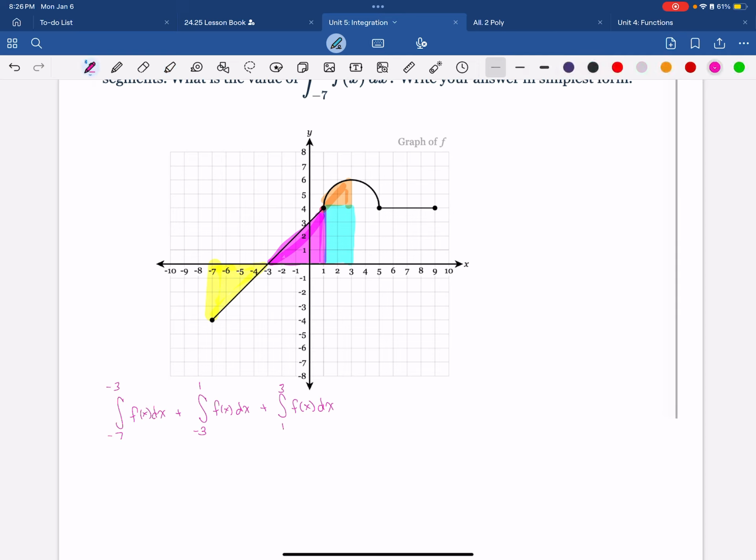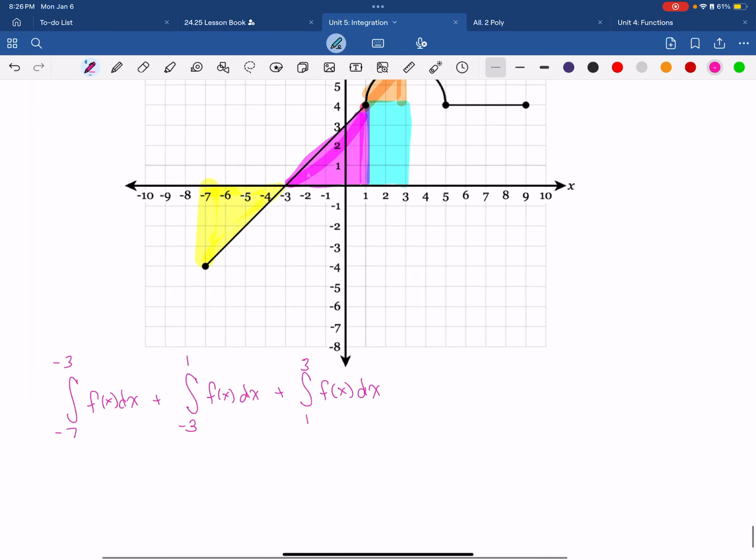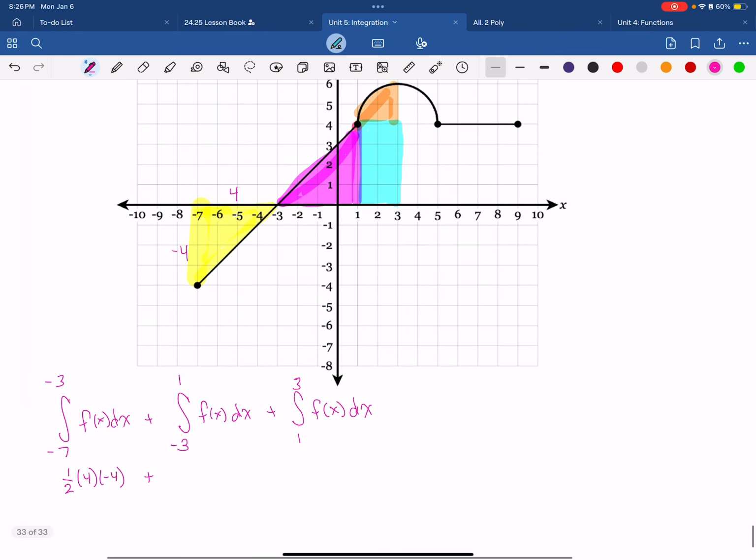So we have our triangle down here. We have a base of 1, 2, 3, 4. A height of 1, 2, 3, -4. And so for this area, we have 1/2 our base of 4 times our height of -4. Plus, from -3 to 1, we have a base length of 1, 2, 3, 4 again. A height now of +4. So we have 1/2 times 4 times +4.